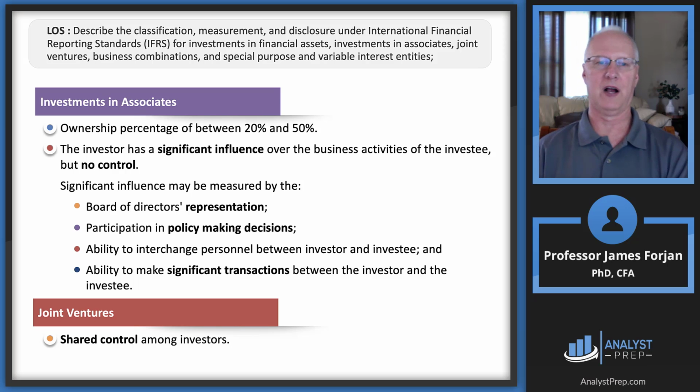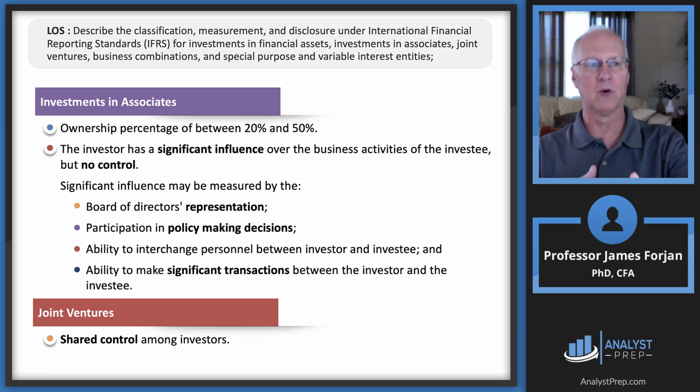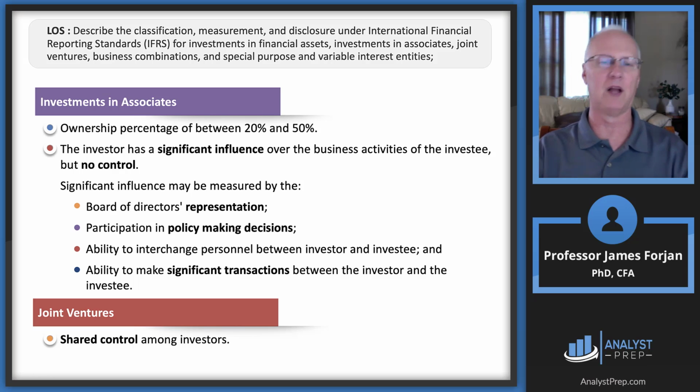So let's go ahead and define significant influence: board of director representation, policy-making decisions, interchanging personnel, and ability to make significant transactions. I mean, it makes sense that if we're going to have a business relationship with another organization or another publicly held company, that sooner or later we may decide to buy their bonds, we may decide to buy their share of stock, and maybe we have 30% of it. So we are doing all these contracts over here, and then we're saying, hey, you know what, we own 30%.